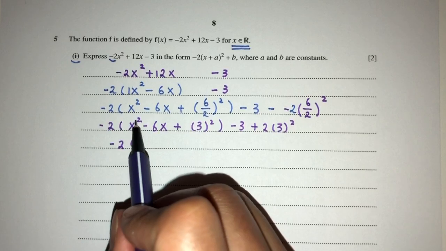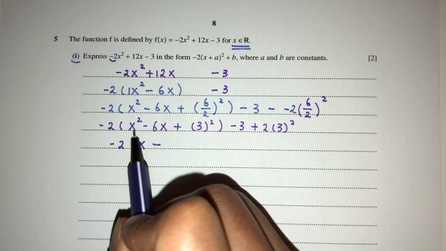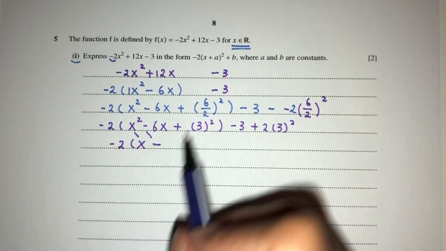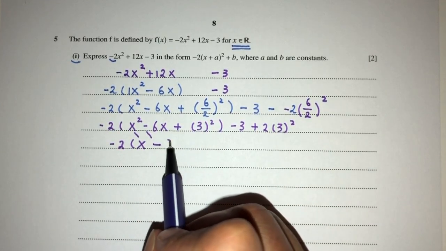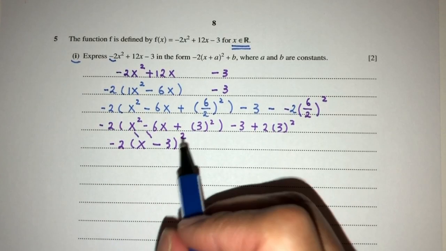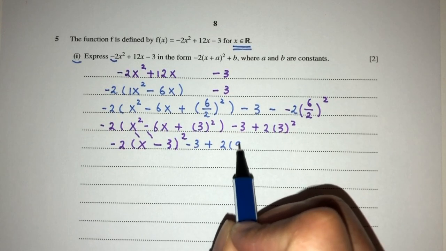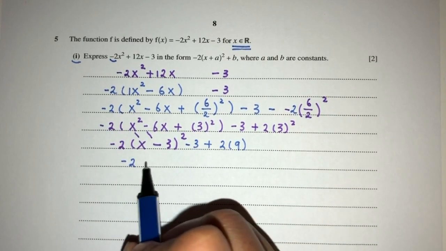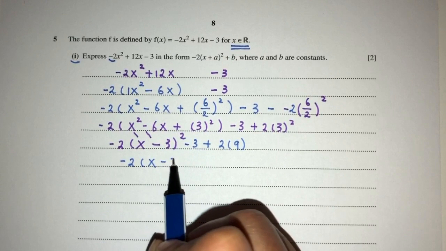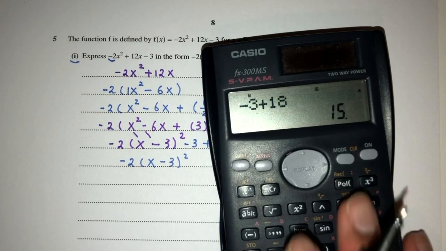Now we can change this now. X here, x squared becomes x. Here we have minus, it becomes minus, so you move like this. And here inside we have 3, that will become 3. And here we have square, it becomes square. Now this will become minus 3 plus 2 times 9. That will become minus 2x minus 3 square. Simplify, so minus 3 plus 18, that will be 15.